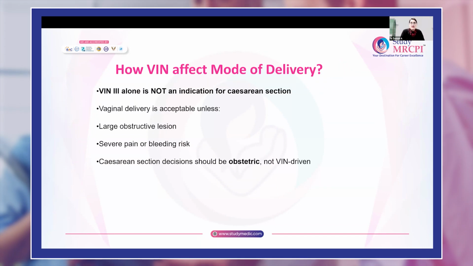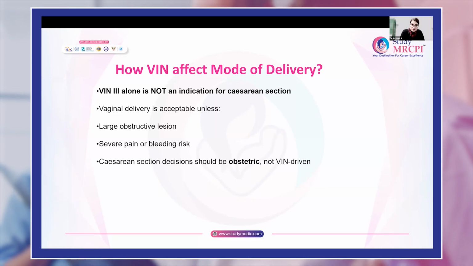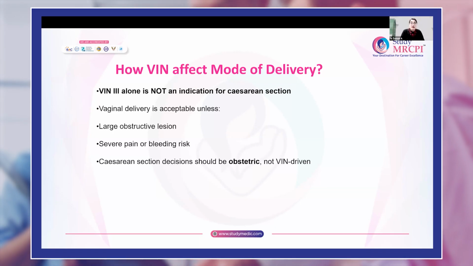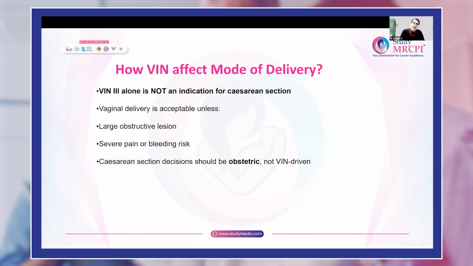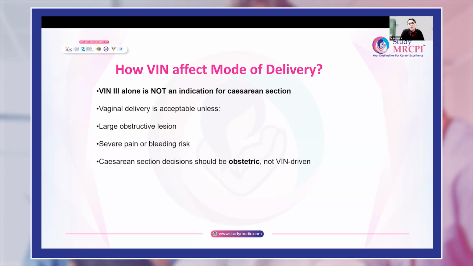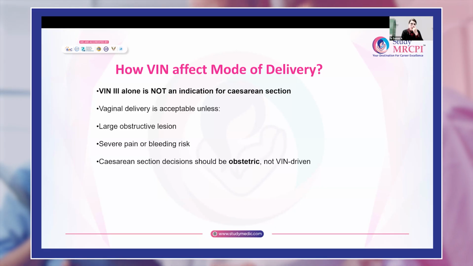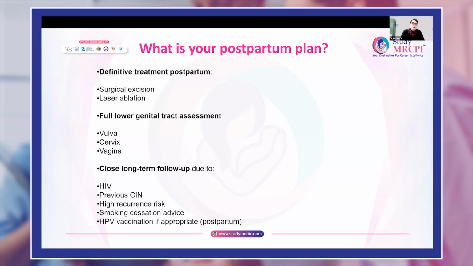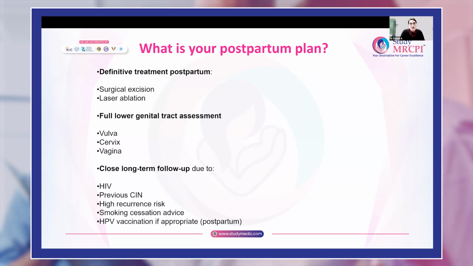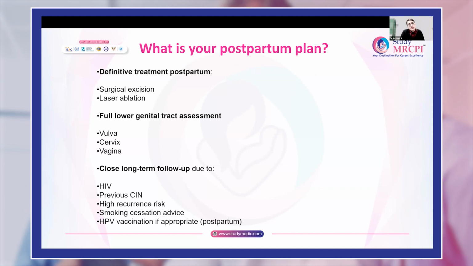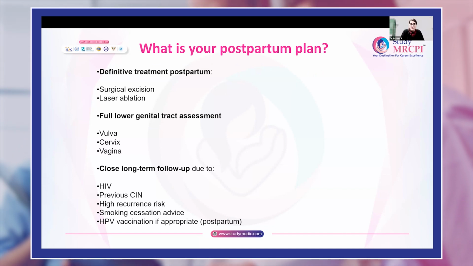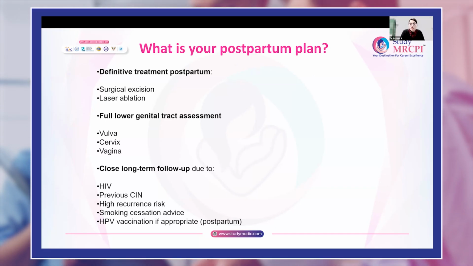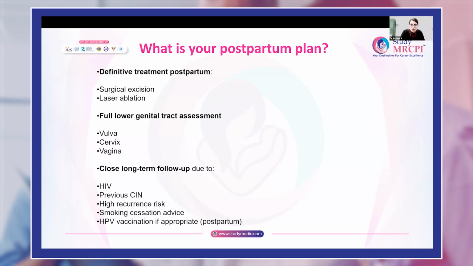Vaginal intraepithelial neoplasia is not an indication for cesarean section. Vaginal delivery is acceptable unless a large obstructive lesion, severe pain, or risk of bleeding is there. The cesarean section decision should be obstetric and not based upon the vaginal intraepithelial lesion. The definitive treatment in the postpartum period would be surgical excision or laser ablation. Further assessment of the lower genital tract, including vulva, vagina, and cervix, should be carried out, and long-term follow-up should be advised for HIV and for her previous cervical intraepithelial neoplasia, which was treated.